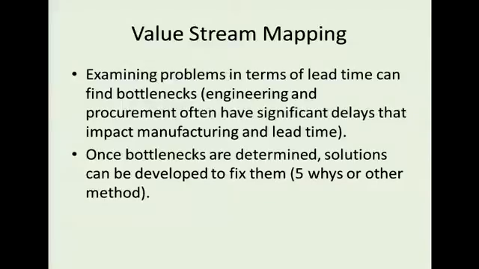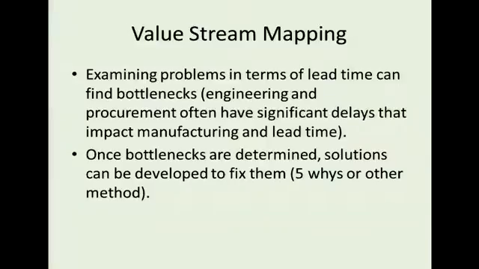Examining the problem in terms of lead time can find bottlenecks. Is it engineering and procurement? And often these have more delays than the manufacturing itself and more of an effect on lead time. This is why QRM says what? Align via product, so that you make purchasing responsible for the fact that it takes 6 months to get a 12-inch product. Once the bottlenecks are determined, you can find solutions to fix them.